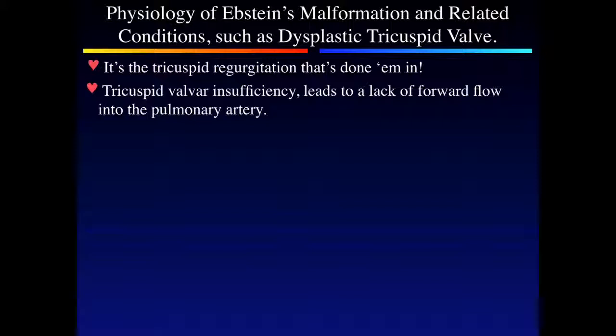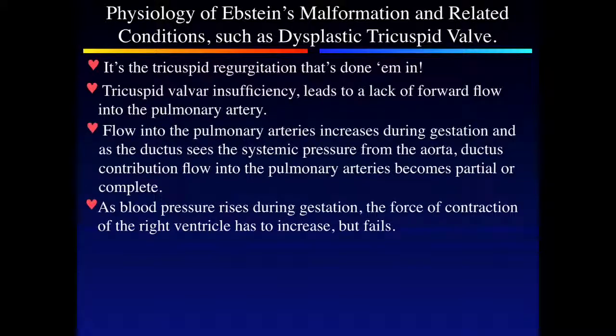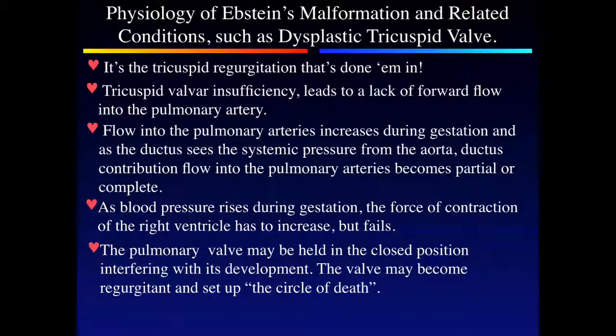The tricuspid valvular insufficiency leads to a lack of forward flow in the pulmonary artery, and the flow in the pulmonary arteries increases during gestation as the ductus sees the systemic pressure from the aorta. The ductus contribution to flow into the pulmonary arteries becomes partial or complete. As the blood pressure rises during gestation, the force of contraction of the right ventricle also has to increase, and the normal fetus can do this. But in Ebstein's malformation, it fails.